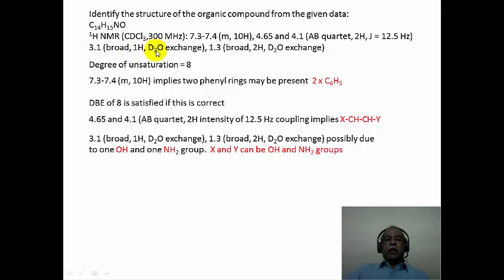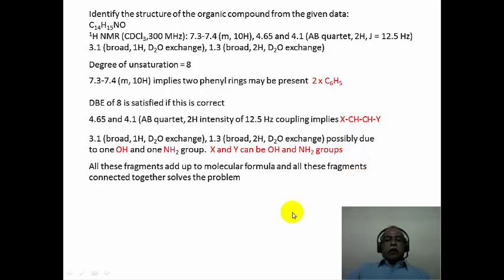3.1 broad, 1 hydrogen intensity, D2O exchange. Because oxygen is present in the molecule, most likely this is an OH functional group. 1.3 broad, 2 hydrogen intensity, D2O exchange. There is nitrogen present in the molecule, so most likely the 2 hydrogen intensity exchangeable hydrogen is only probably due to NH2. So the X and Y can be OH and NH2 respectively in this particular fragment that we see here.